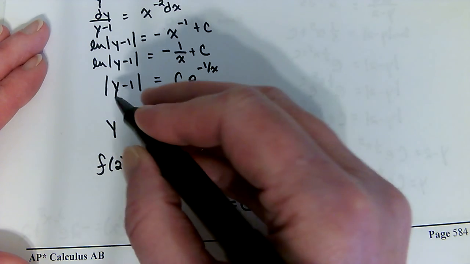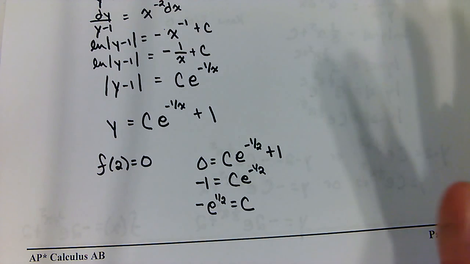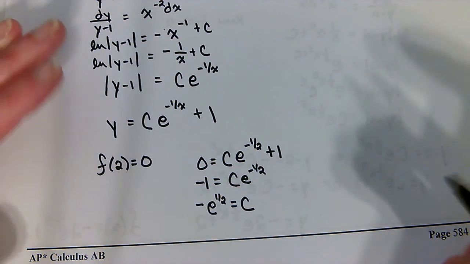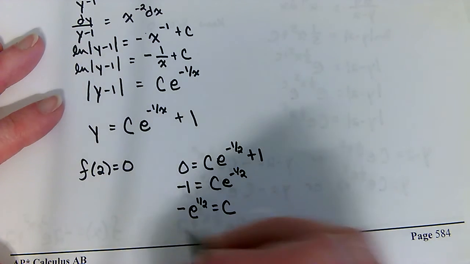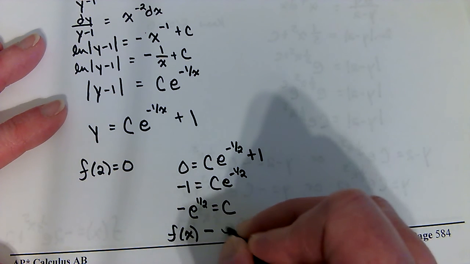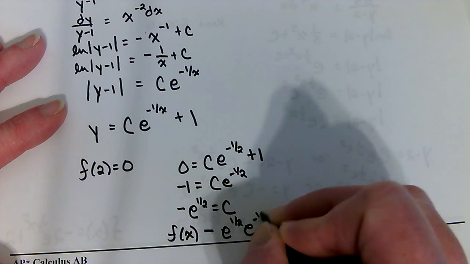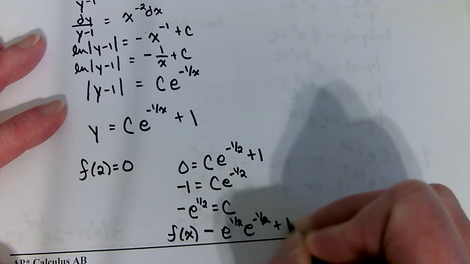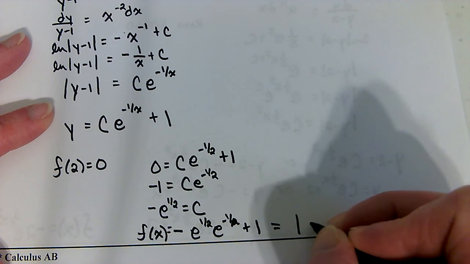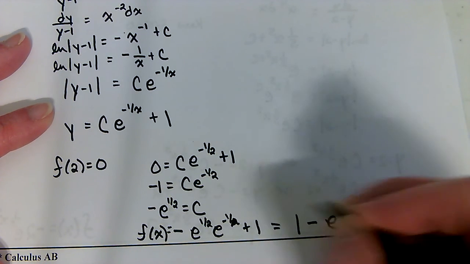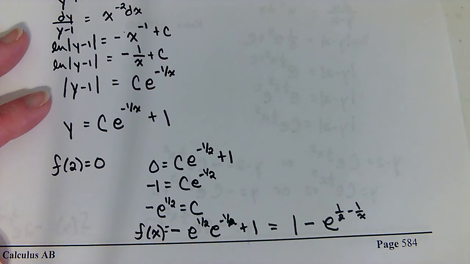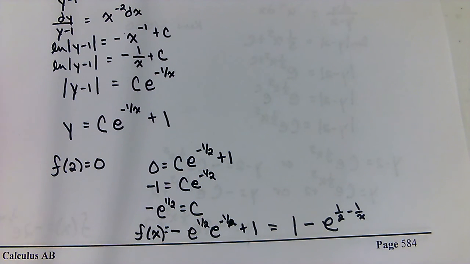Now remember, c could have been negative or positive. It didn't really matter. It ends up being how it is. So that works out great. So my function ends up being negative e to the 1/2 e to the negative 1 over x plus 1. Well, that's actually, whoops, I forgot the equals. Kind of nice to be 1 minus e to the 1/2 minus 1 over x. That's actually kind of nifty.